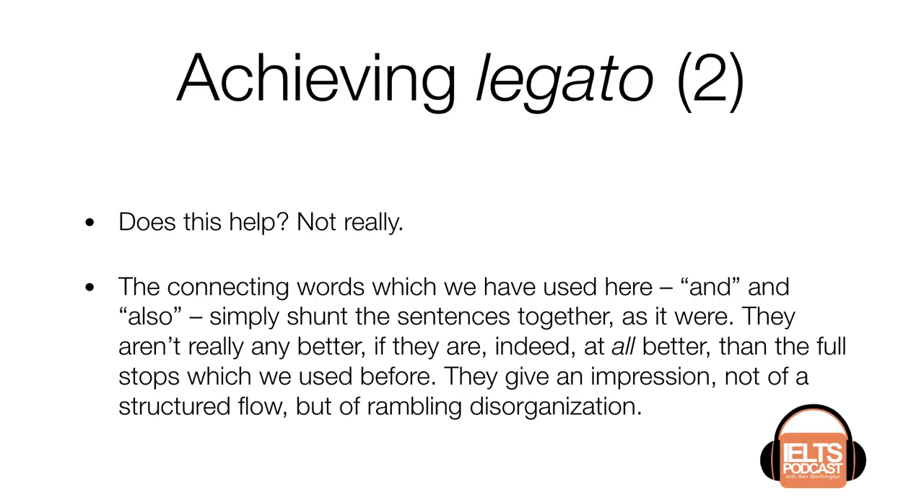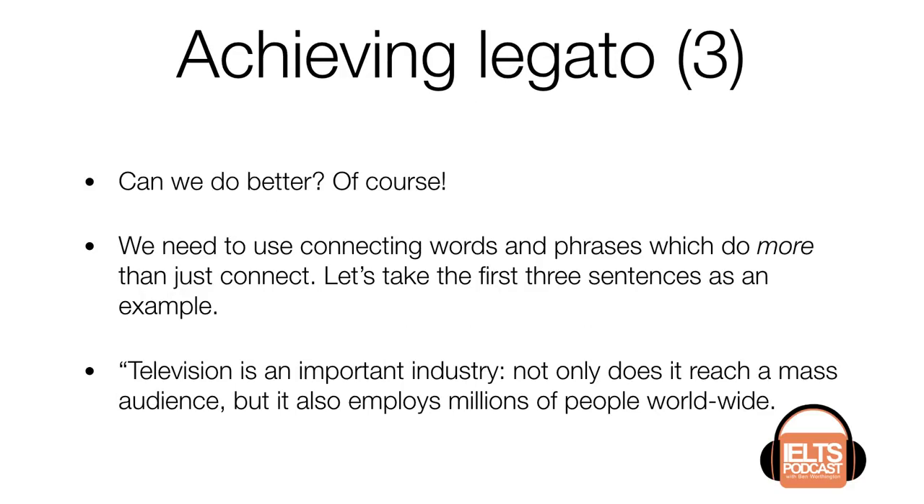Well, slightly. It was a slight improvement because we've used connective words such as and also, but they just simply push or shunt the sentences together. So they aren't really any better. We've still got the full stops that we've used before, slightly less, because now we've pushed them together using also and. It's slightly better with the flow, but it's still a lot of rambling disorganization. So can we do better? Yes. To do better, we need to use connecting words and phrases which do more than just connect.